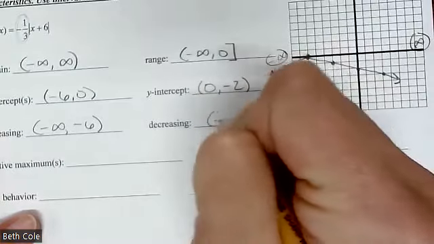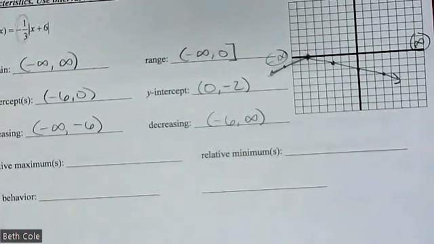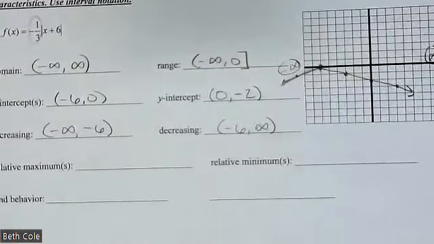And then decreasing is -6 to infinity. Good. And for that one, I don't care about the brackets or parentheses. You can't bracket an infinity. But other than that, the only one that's picky about it is domain and range. Here, you can put whatever you want there.